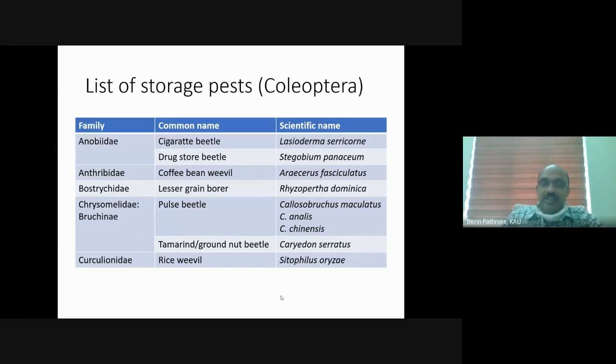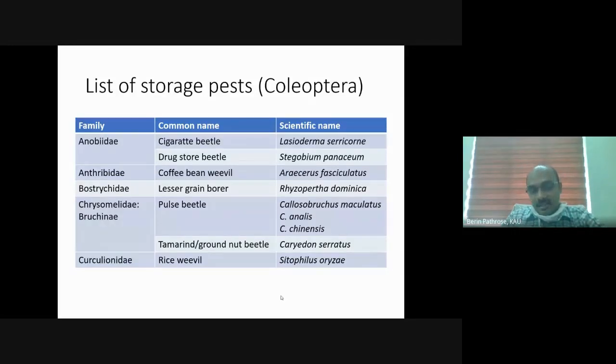The scientific name is Callosobruchus. We have three species of Callosobruchus: Callosobruchus maculatus, chinensis, and analis. These three are the most common species of Callosobruchus in our country, and it belongs to the family Chrysomelidae and subfamily Bruchinae. Earlier, it was considered as the Bruchidae family. Now it is changed to the family Chrysomelidae and subfamily Bruchinae.